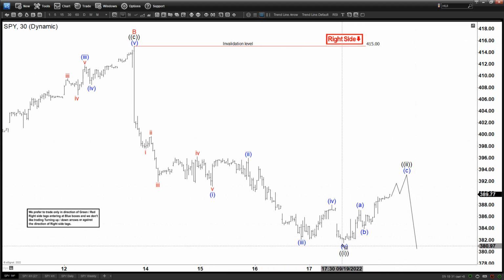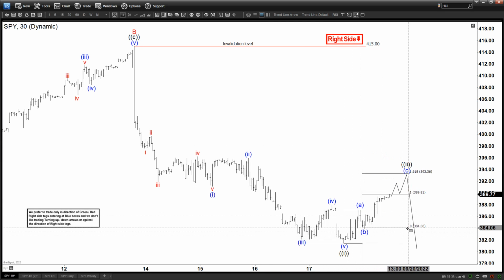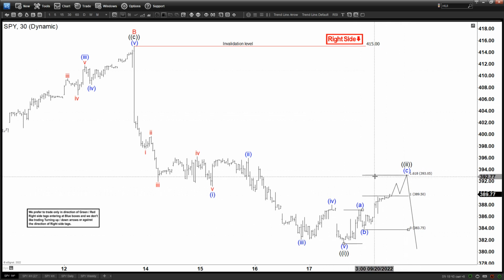So we're looking for this rally to fail approximately at this area, where we have reached the 100% extension. Now remember, this is not necessarily the absolute area where it should turn lower. The key level is going to be 415.